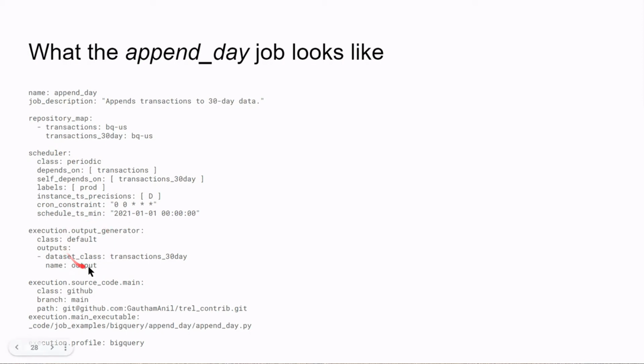Here is where we select the output. And what we're basically saying is that the output is transactions 30-day, and all the other dimensions it will inherit from the schedule. And here is where we download the source code. And this is the last thing. This is the execution profile.